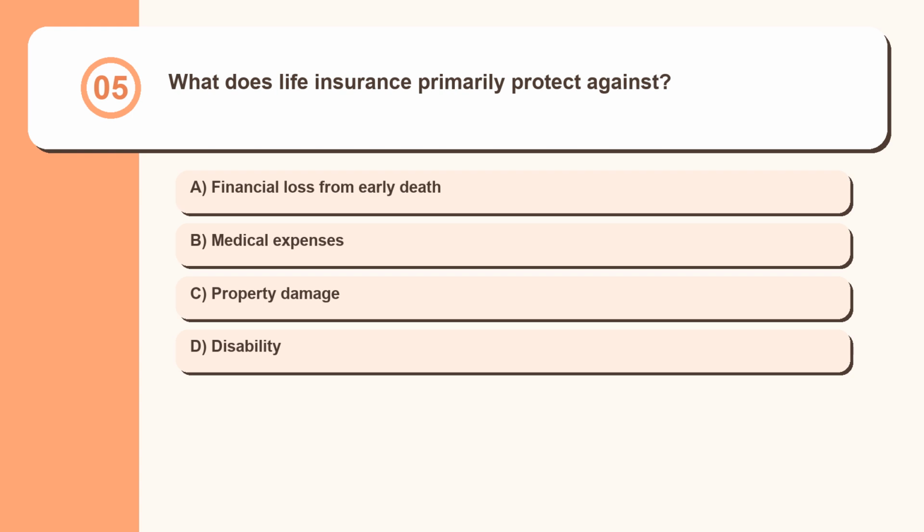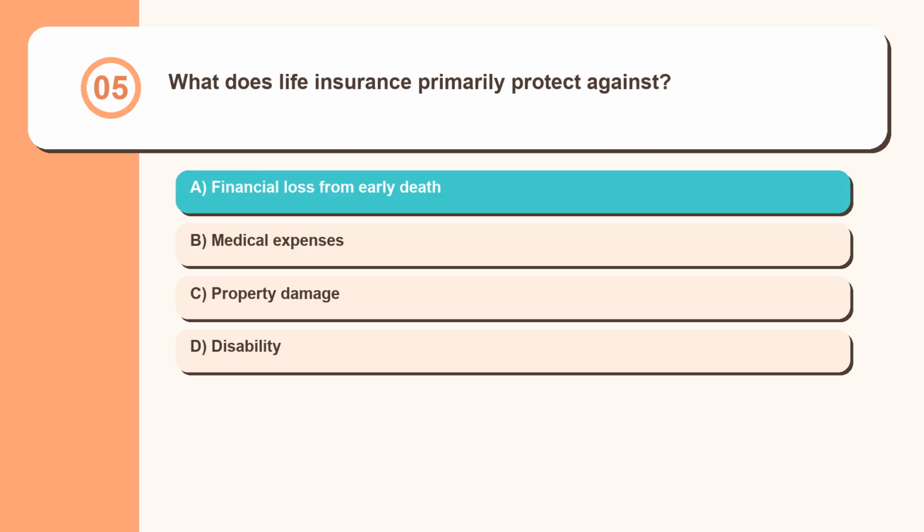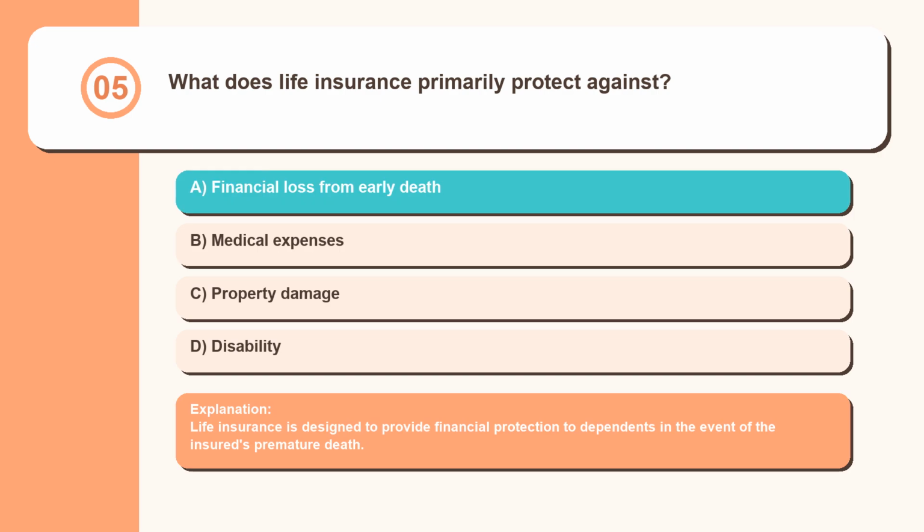Question 5. What does life insurance primarily protect against? Financial loss from early death, medical expenses, property damage, disability. Life insurance is designed to provide financial protection to dependents in the event of the insured's premature death.